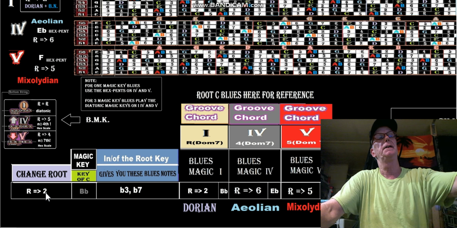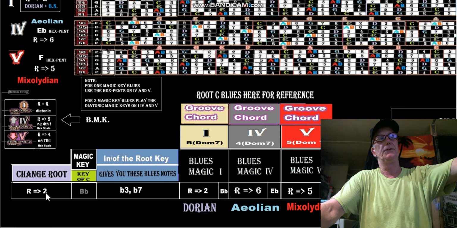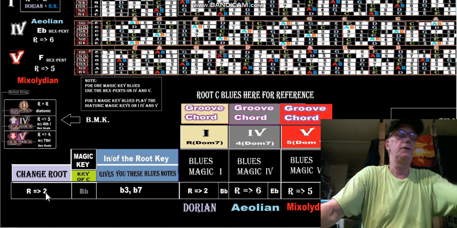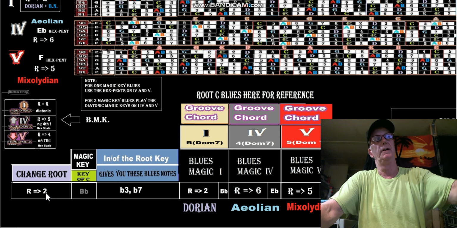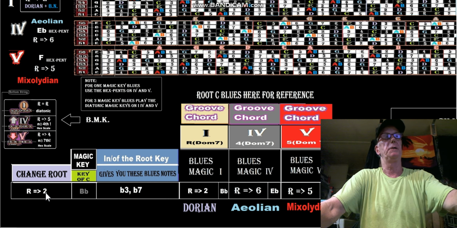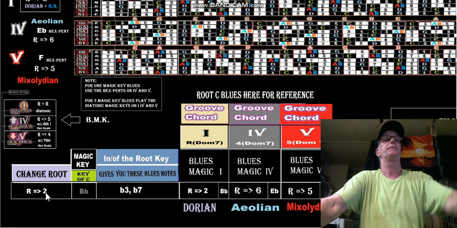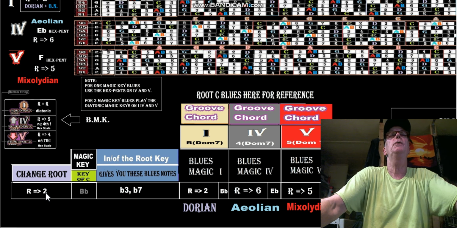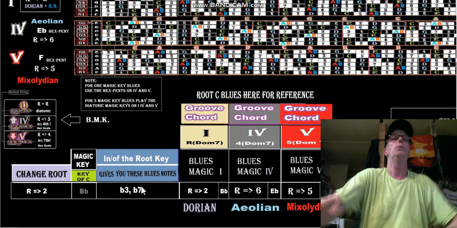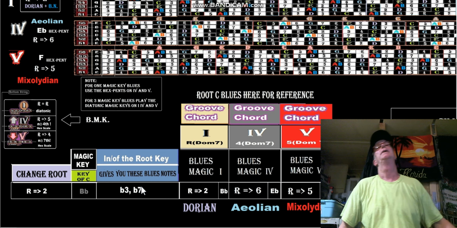The E flat is the 7th of the 4th. And then we have the F, which is the 7th of the 5th. So we get these for free if we use the key of B flat when we're in the key of C.